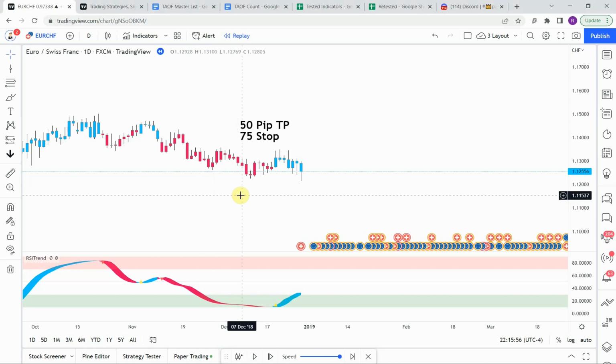Today we will be testing the RSI Trend Indicator.